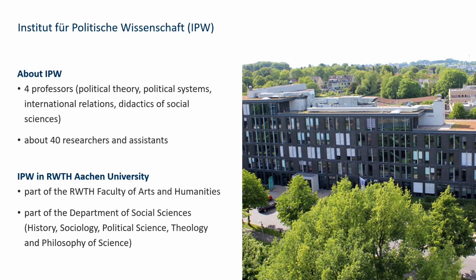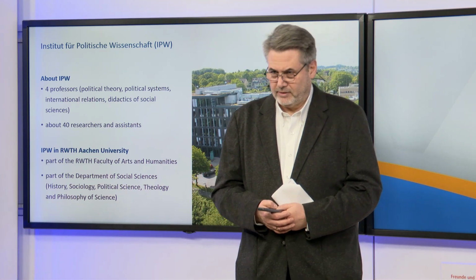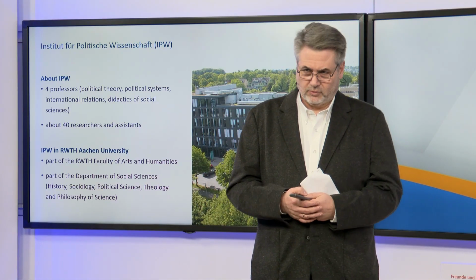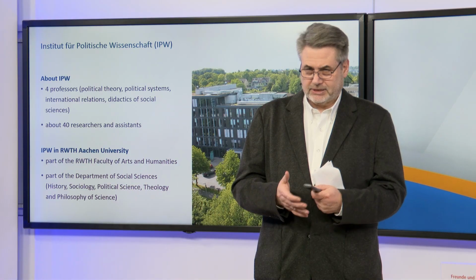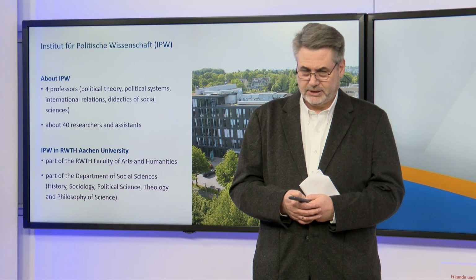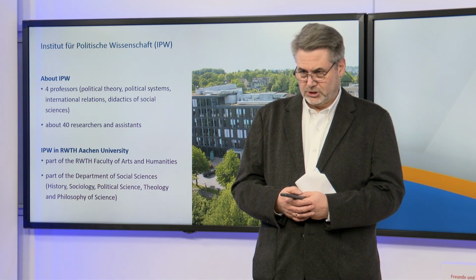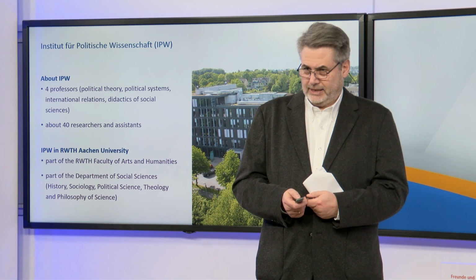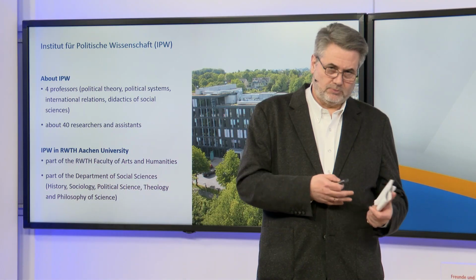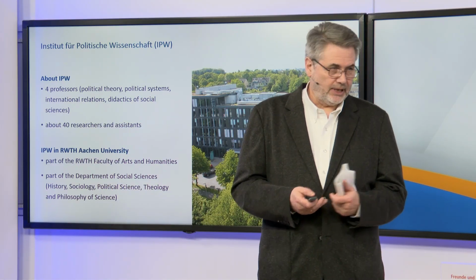I'm part, with my professorship, of the Institute for Political Science, which is also part of this Faculty of Arts and Humanities. Currently, we are a more or less standard political science institute in Germany with 4 professors, with the typical specializations on political theory, political systems, international relations, and didactics of social sciences, with about 40 researchers, research assistants, etc. And as I said, we are part of the Faculty of Arts and Humanities, and also within this faculty, part of the Department of Social Sciences, which also encompasses history, sociology, and theology and parts of philosophy. So basically, this is the framework which provides the bridge between the university and the International Academy.